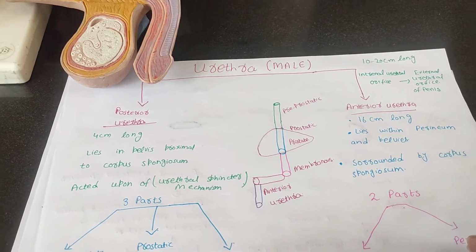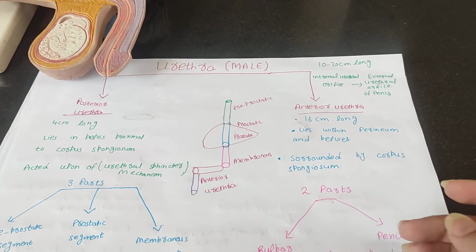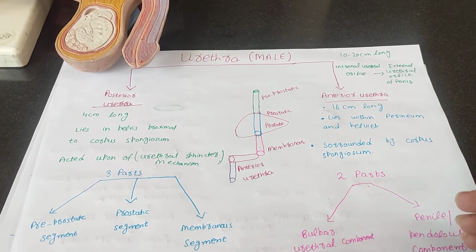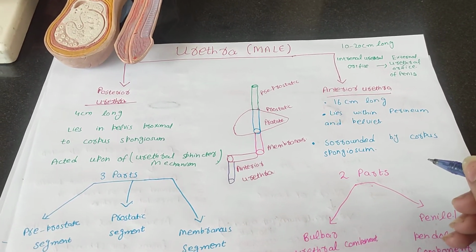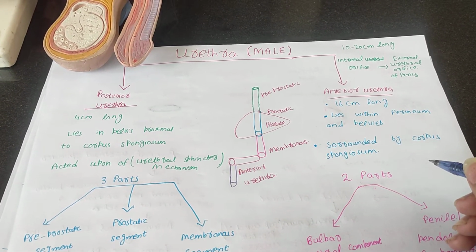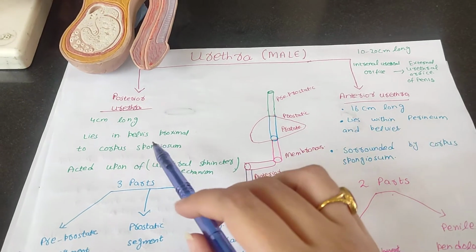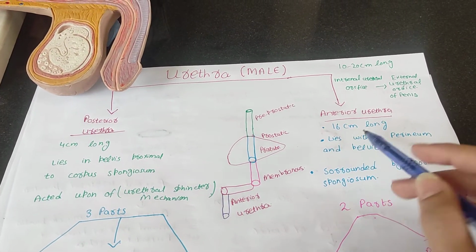Urethra is an opening from where we have the micturition reflex and we pass urine, or we urinate. So the urethra is divided into two parts: the posterior urethra and the anterior urethra.